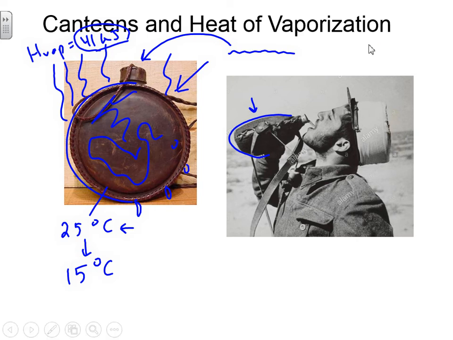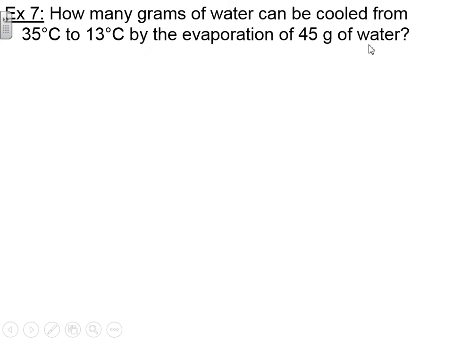So we're going to do a little calculation over this problem, and here is the calculation. How many grams of water can be cooled from 35 degrees Celsius down to 13 degrees Celsius by the evaporation of 45 grams of water? So we have a canteen type of situation set up, and this is pretty warm water. You wouldn't want to drink this for a refreshment. I mean, this is kind of lukewarm water. If you want a nice refreshing taste, you want to get it down to 13 Celsius. That's nice and refreshing. And we have 45 grams of water that's on the outside of the canteen.